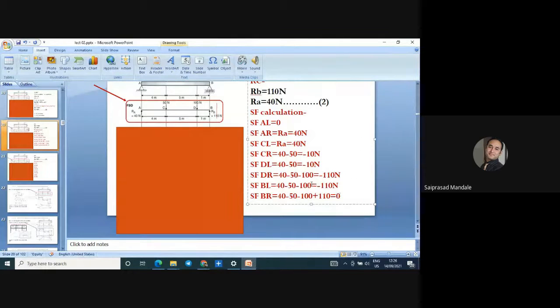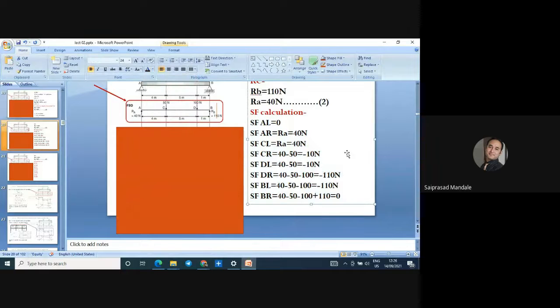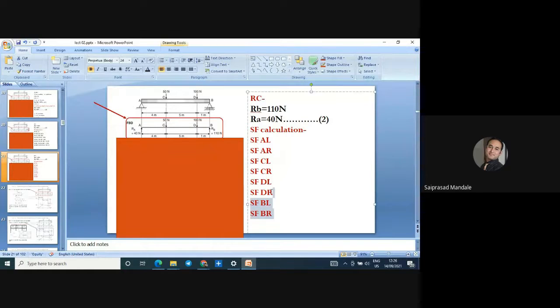So this is step number 2, the SF calculation we have done. Now moving onward, the next step is the bending moment calculation, the BM calculation. Whenever we are talking about the bending moment calculation, we have to calculate the moment about any point.